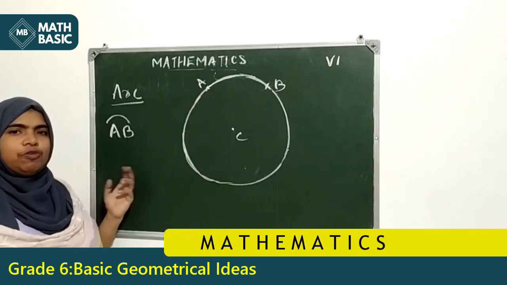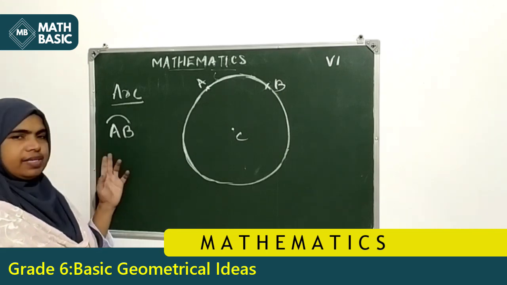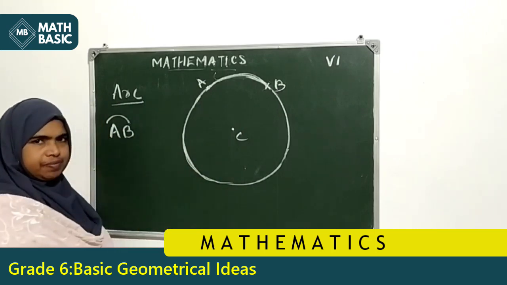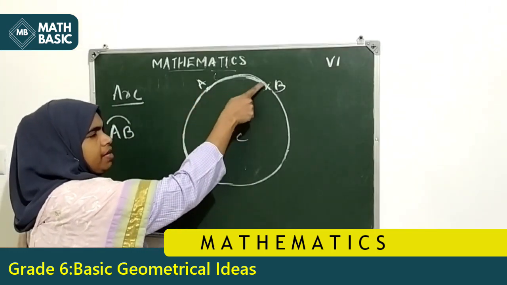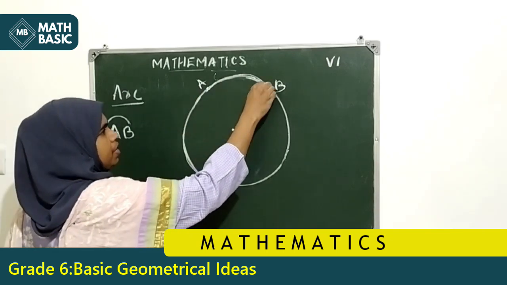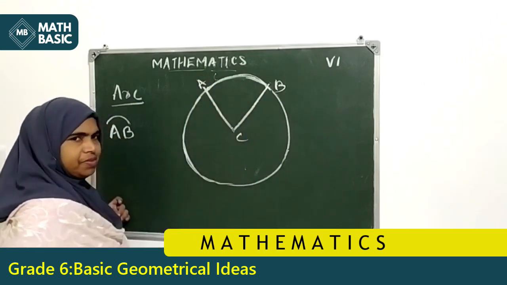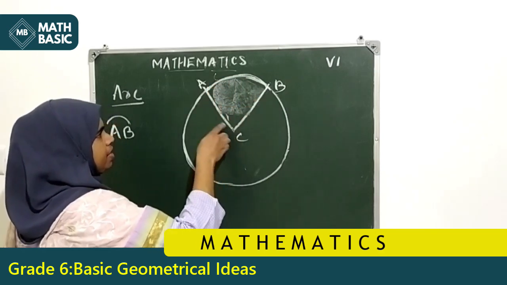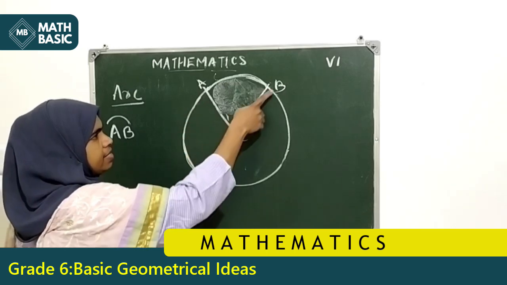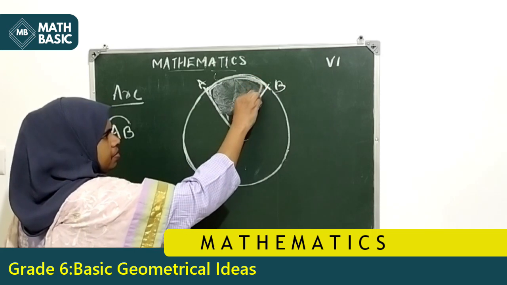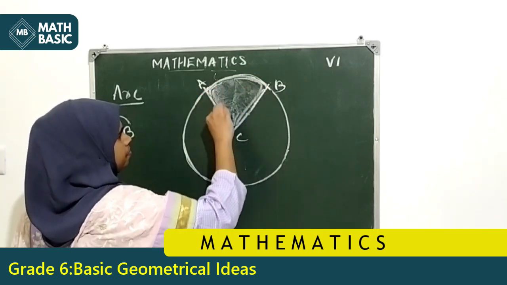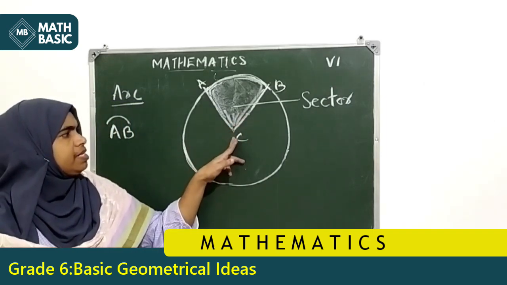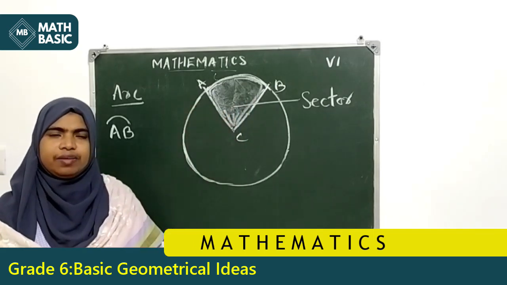See, an arc is a part of a circle, or we can say an arc is a portion of a circle. Center C, A and B are the points on the circumference. Here we are joining like this. These are the radii, AC and CB. C is the center. BC and AC are radii.